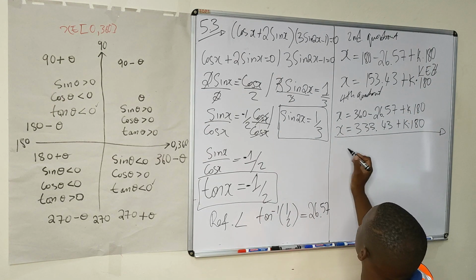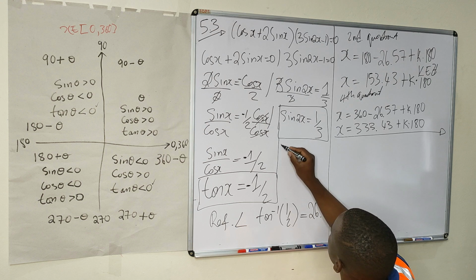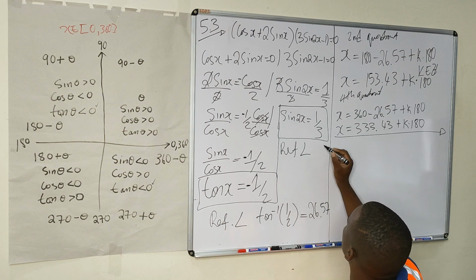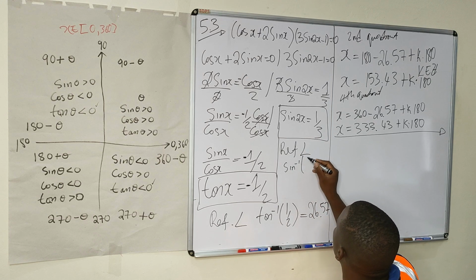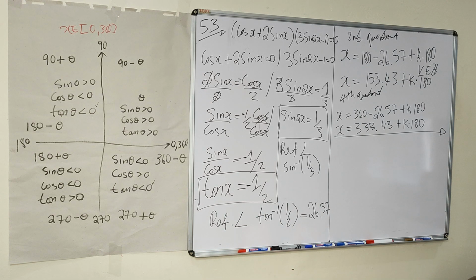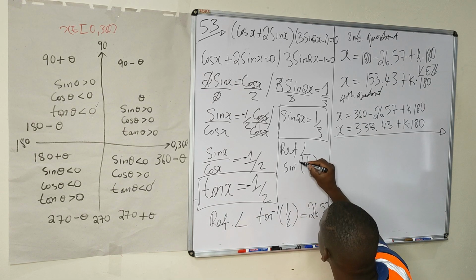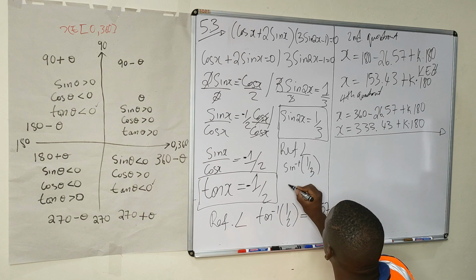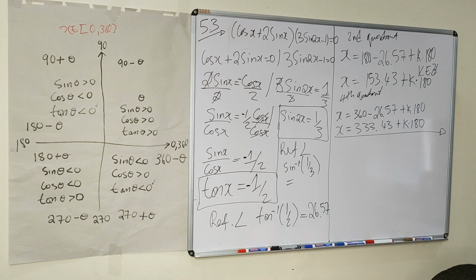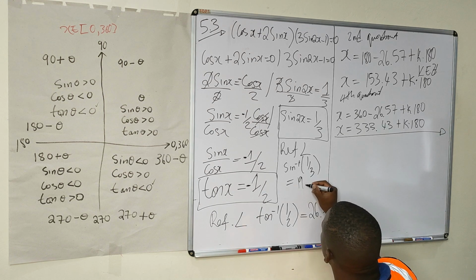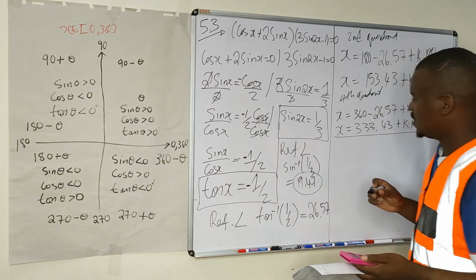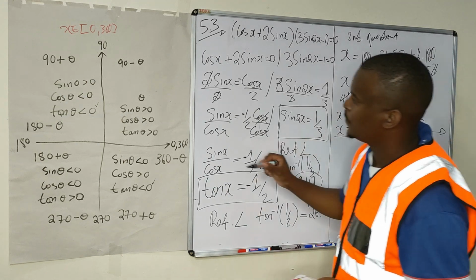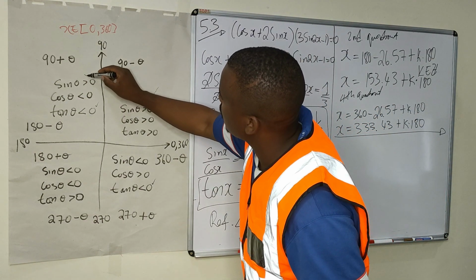So for this one, we find the reference angle. The reference angle for this one is going to be arc sine 1 over 3, right? Punch that in a calculator, arc sine 1 over 3, so it's 19.47. This is your reference angle, this one. But it's applied where your sine is positive, which is this quadrant and that quadrant.